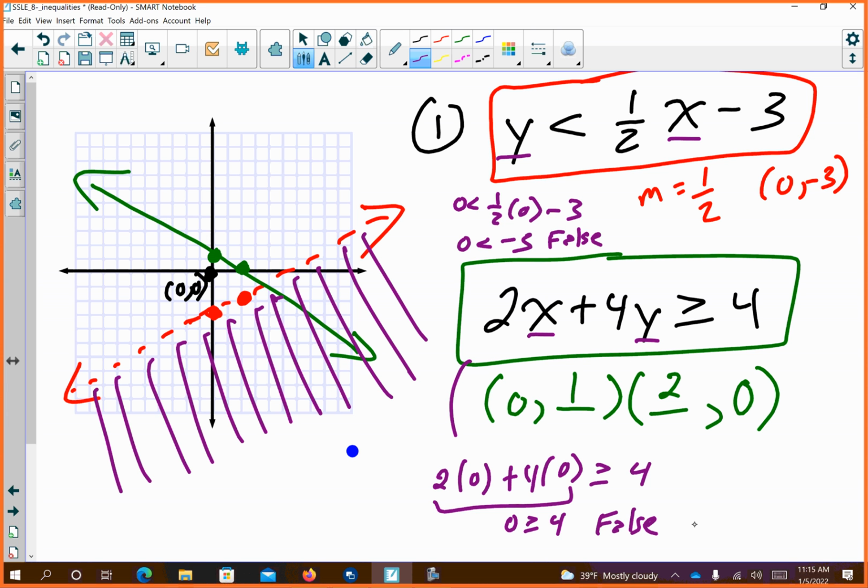False statement. Hey, this one referred to what color line? The red or the green? The green. So right now 0, 0 lives below the green. So that gave me a false statement. So that means I want to shade the opposite side of the green. So I'm going to shade up here.